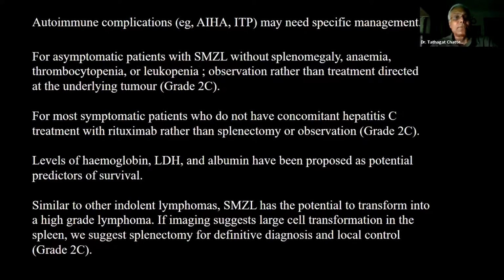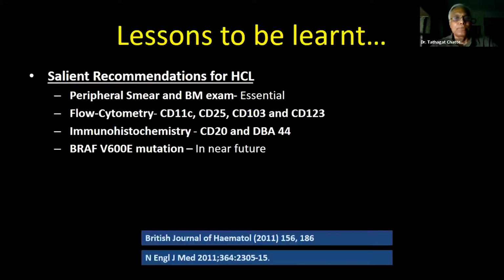For asymptomatic patients with SMZL without splenomegaly, anemia, thrombocytopenia, or leukopenia, observation is the rule. However, most clinicians will not do that and they will start on therapy. For patients who are symptomatic and who do not have concomitant hepatitis C, rituximab is the treatment of choice rather than splenectomy. And you can monitor the cases with the levels of hemoglobin, LDH, albumin.